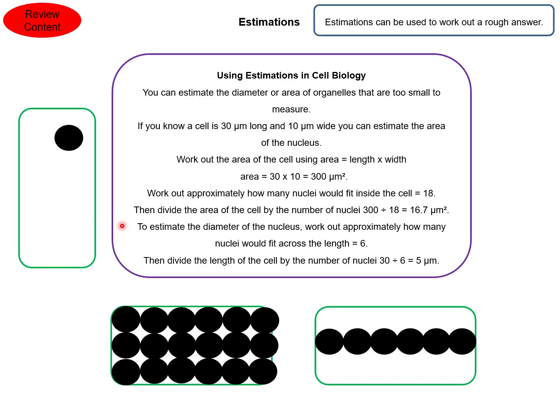To estimate the diameter of the nucleus, work out approximately how many nuclei would fit across the length. So like we said here before, there's 6 that fit along the length. So we divide the length of the cell by the number of nuclei. So 30 divided by 6 equals 5 micrometers.